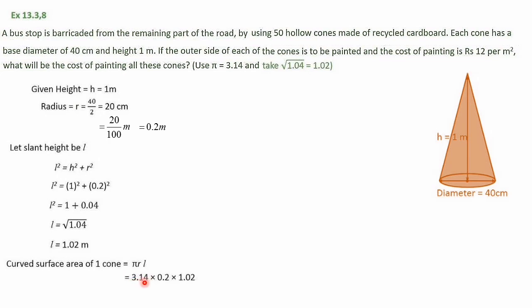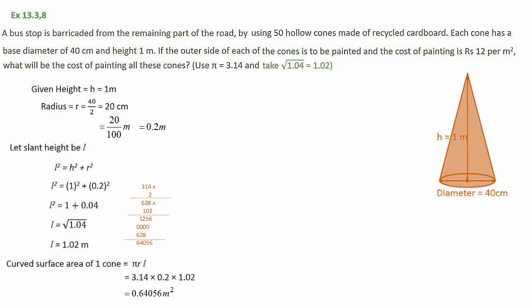So pi is 3.14 into radius 0.2, which is calculated here, into 1.02, the slant height. When we multiply 314 into 2, we will get 628. Then 628 we have to multiply with 102, avoiding all the decimal portions. So we will get the answer as 64,056. Now you have to count the number of digits after the decimal. Here 2, here 1, here 2. So 2 plus 1 is 3, 3 plus 2 is 5.